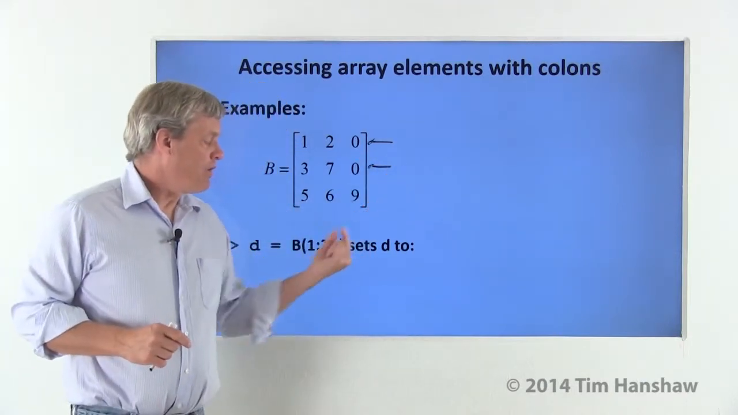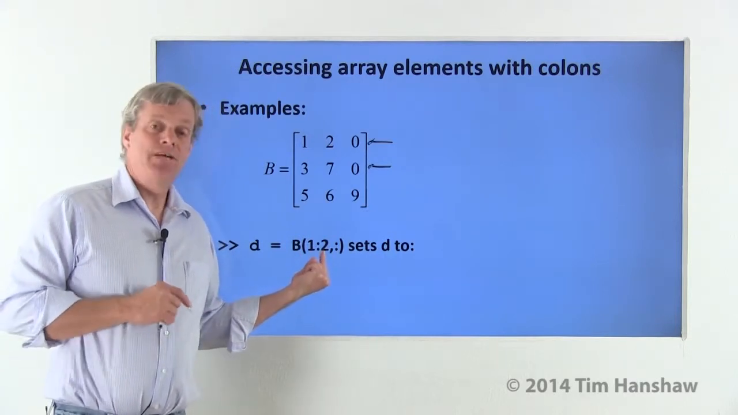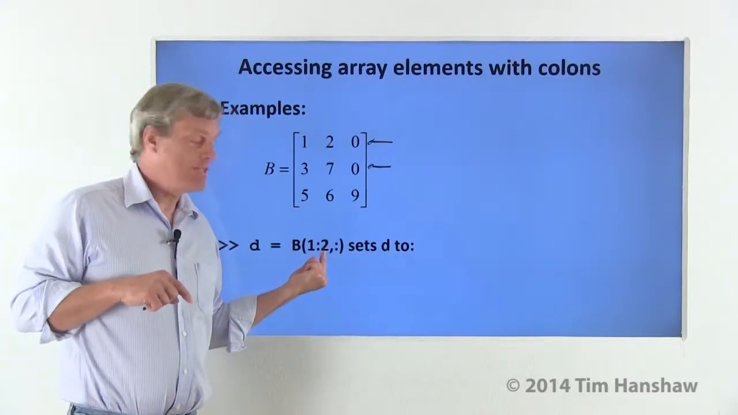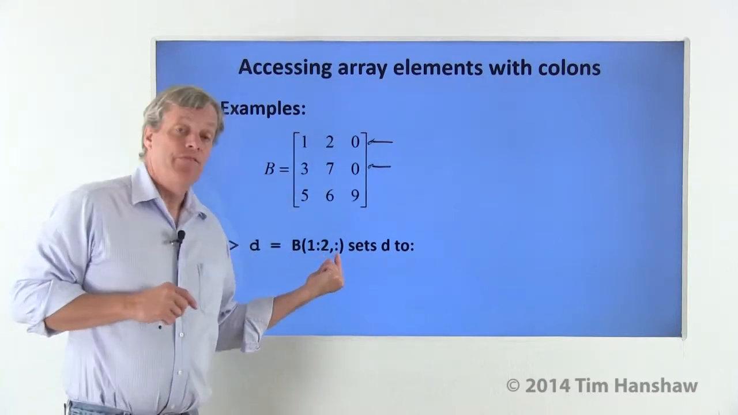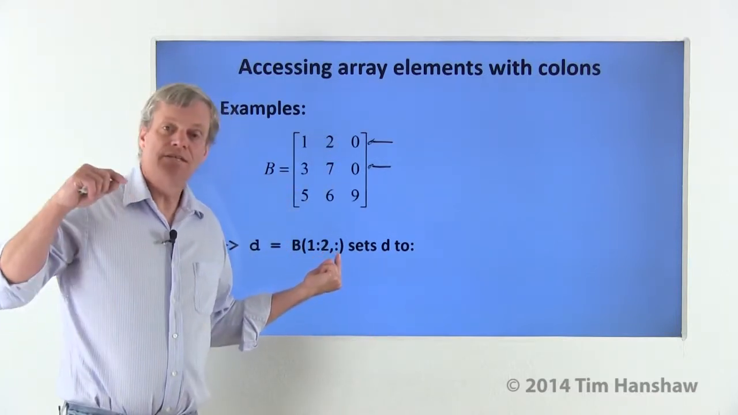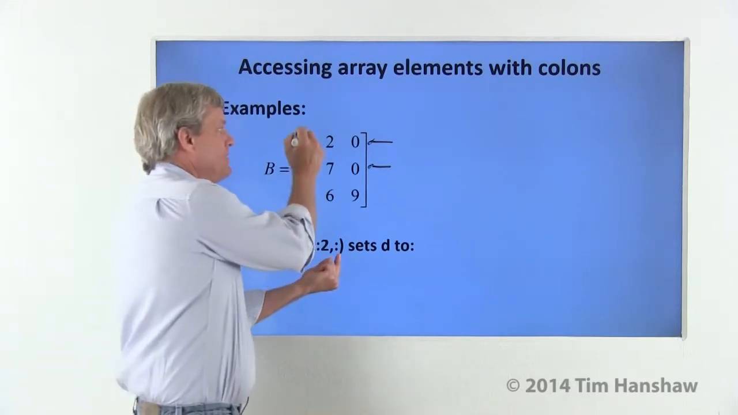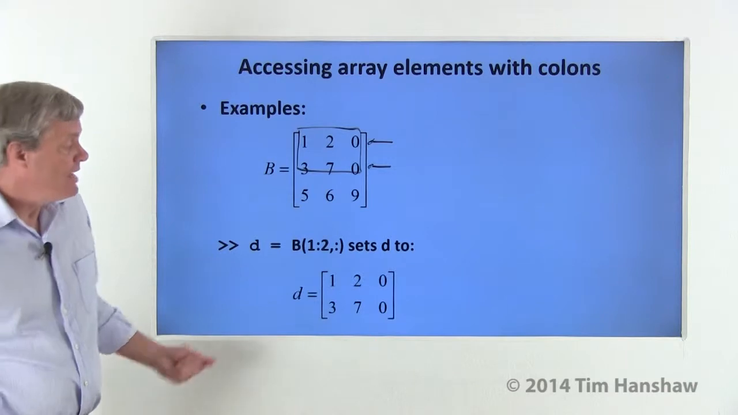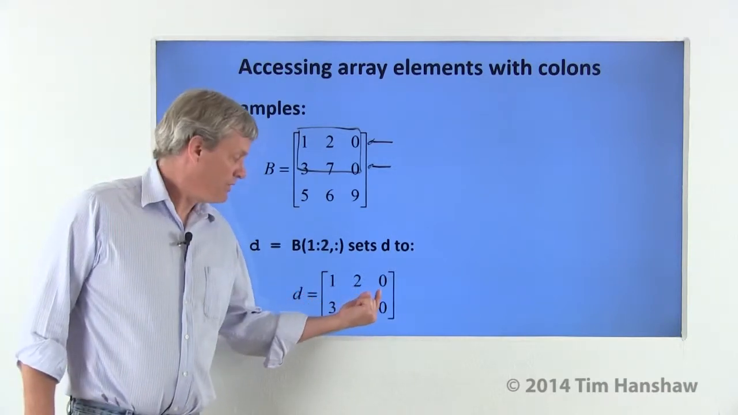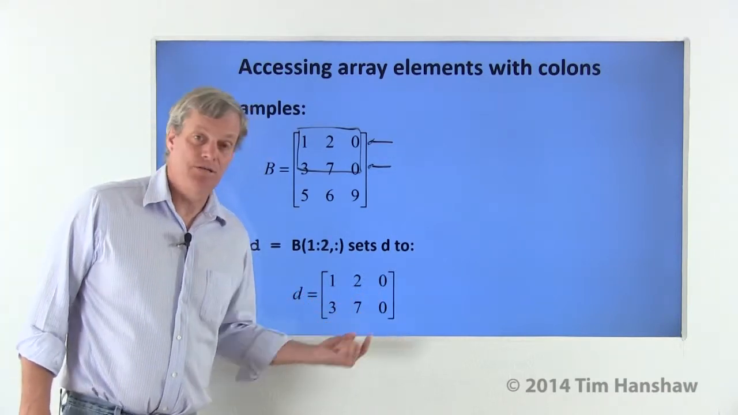If I kept on going, I'd get to row 3, but that's bigger than the maximum value that I've specified, which is row 2. I'm going to pick up the first 2 rows here. The colon here in the columns just means that it's going to take all of the columns in these rows, so I'll get those 6 numbers, and D will be 1, 2, 0, 3, 7, 0.